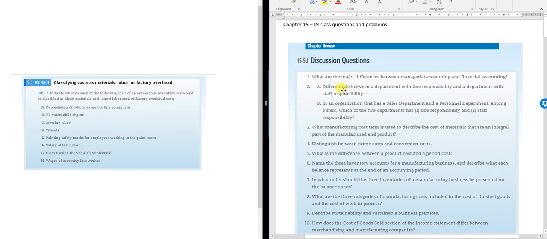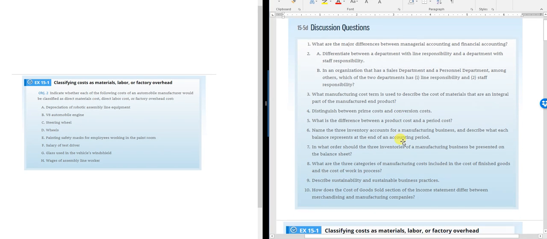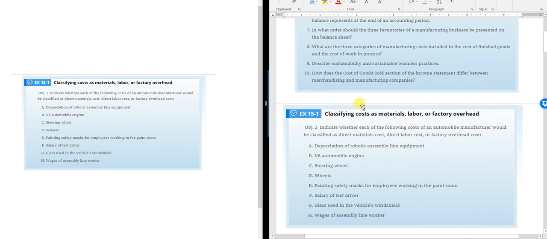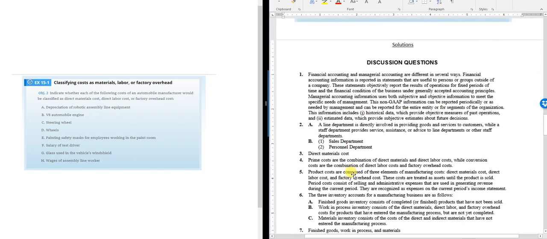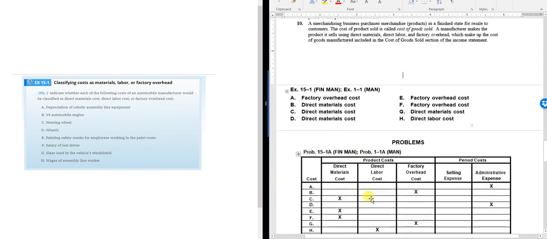All right, so I have the discussion questions on this handout, and I also have the solutions to the discussion questions, but I'm not going to go through those. You can go through those. I'm going to go through these 3 or 4 problems on here, some of them rather quickly, and I'm going to scroll down to the solutions as we talk about it. So here's the question. We're going to indicate whether the following costs of an automobile manufacturer would be classified as direct material costs, direct labor costs, or factory overhead costs.